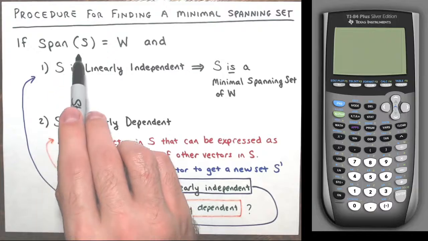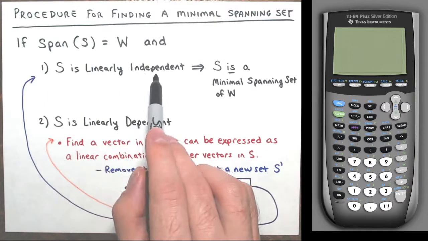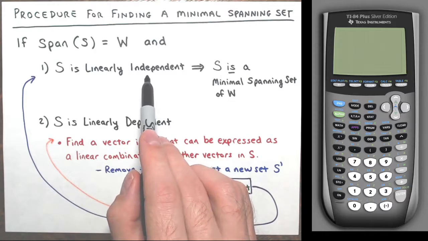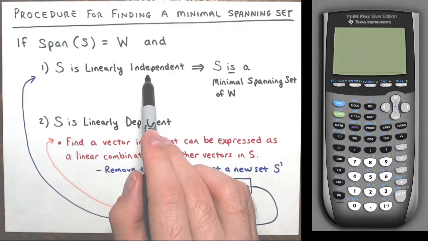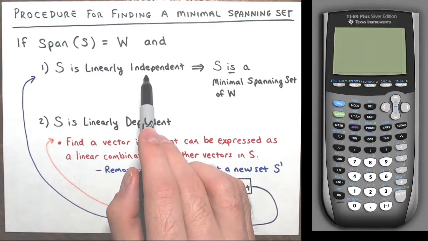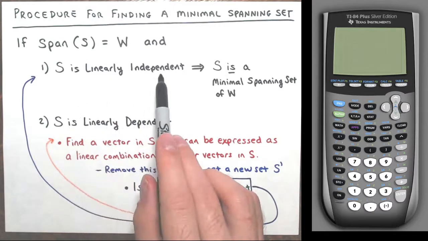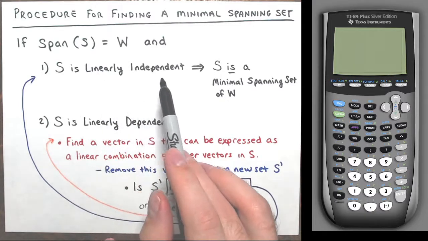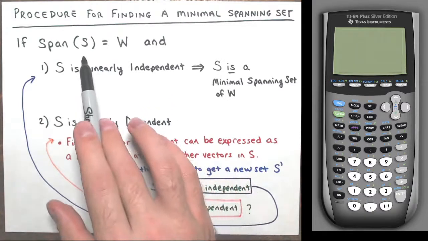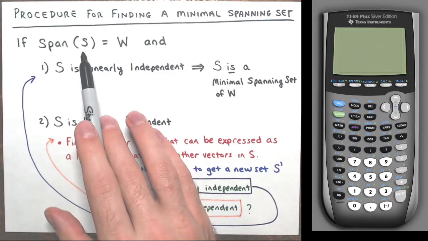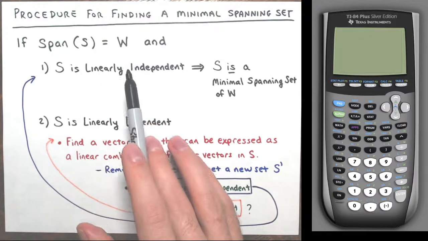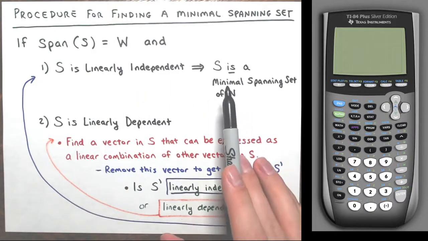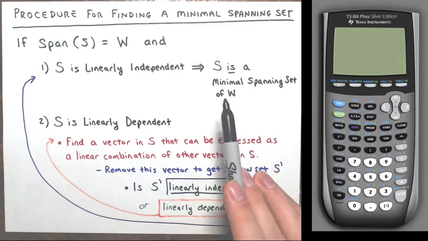and the set S is linearly independent, and I'll hopefully refresh your memory as to what that means. I'm assuming you know what it means for a set of vectors to be linearly independent. Well, if the vectors in S are linearly independent, that means you cannot write any vectors of S as linear combinations of other vectors of S. So that's the amount of vectors that is necessary to have its span be equal to W. So if S is linearly independent, then S will be considered a minimal spanning set of W, and you'd be finished.